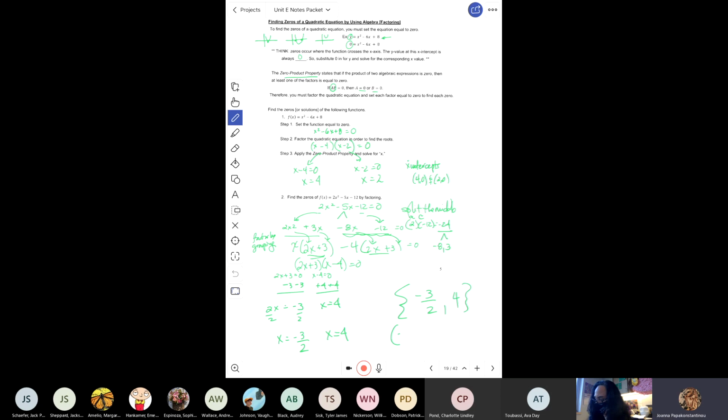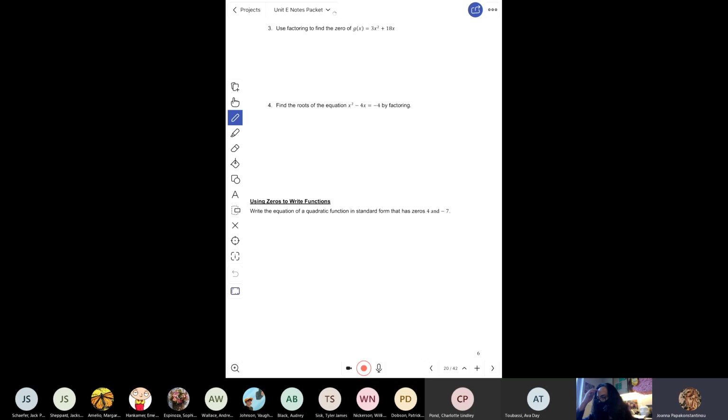The corresponding x-intercepts would be points, right? So this is the solution set. And these are corresponding x-intercepts. So far, so good. Now, I'm going to leave the next one as an exercise for you to come back to. But I would like to look at number 4, because something very interesting happens in number 4.